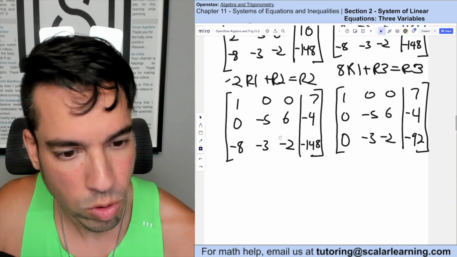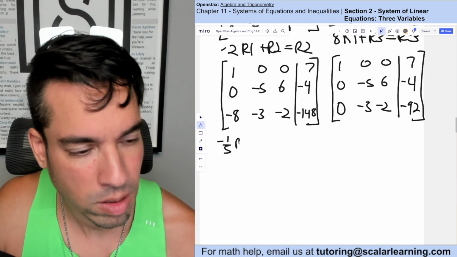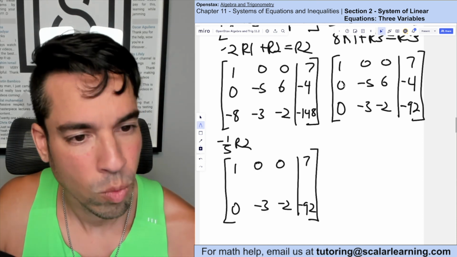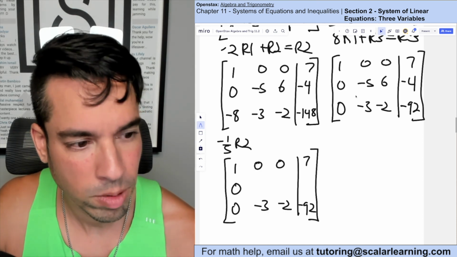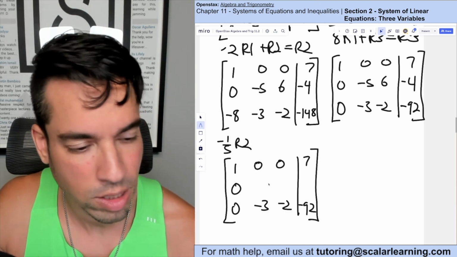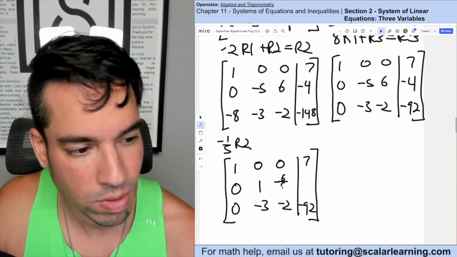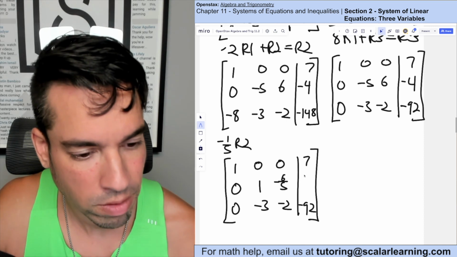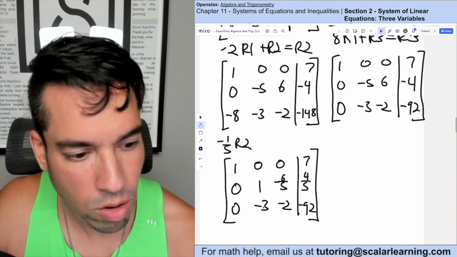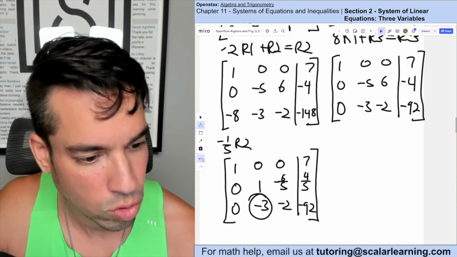Let's make some more room. So we got -1/5 times R2. Let's write it out. So -1/5 times 0 is 0. -1/5 times -5 is 1. -1/5 times 6 is -6/5. -1/5 times -4 is +4/5. All right, awesome. And then I'd love to flip this to a 0.